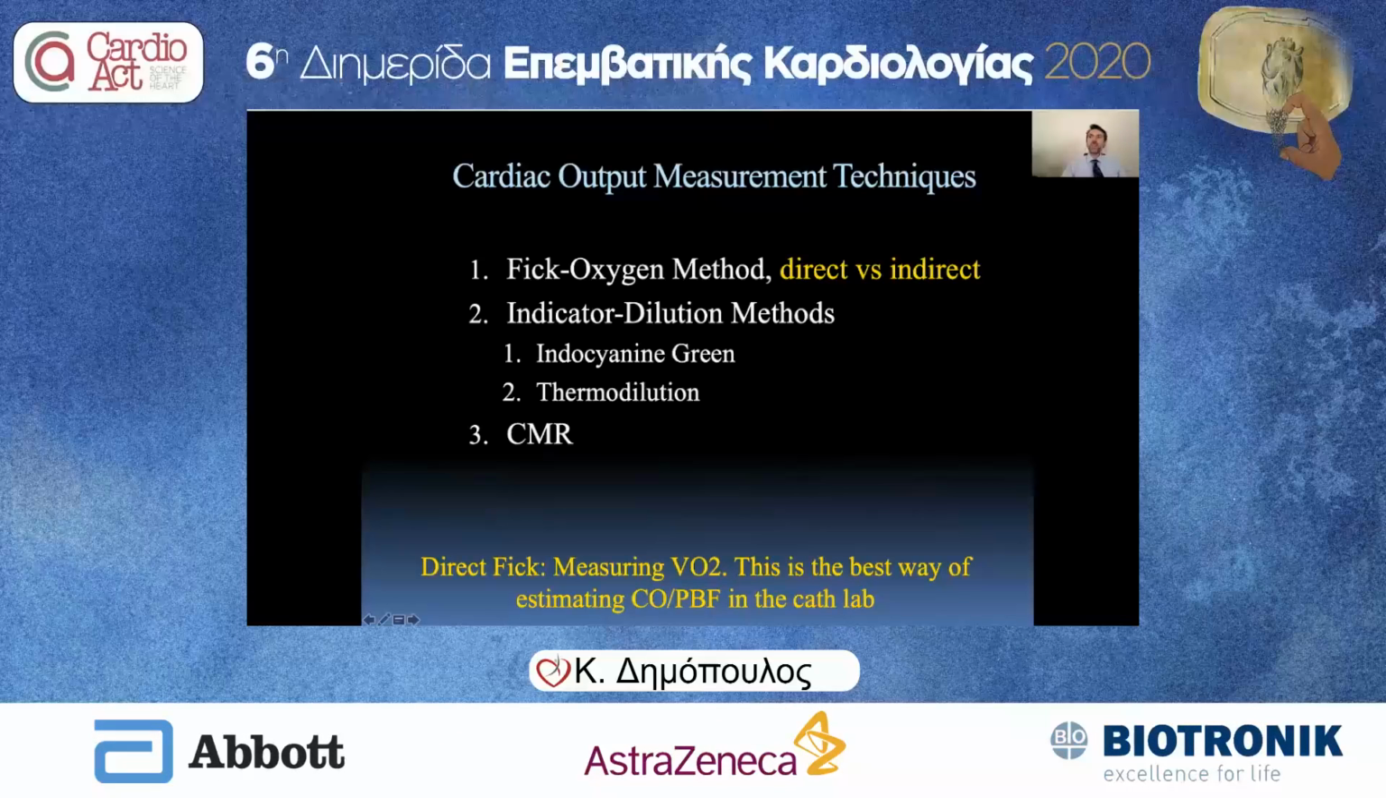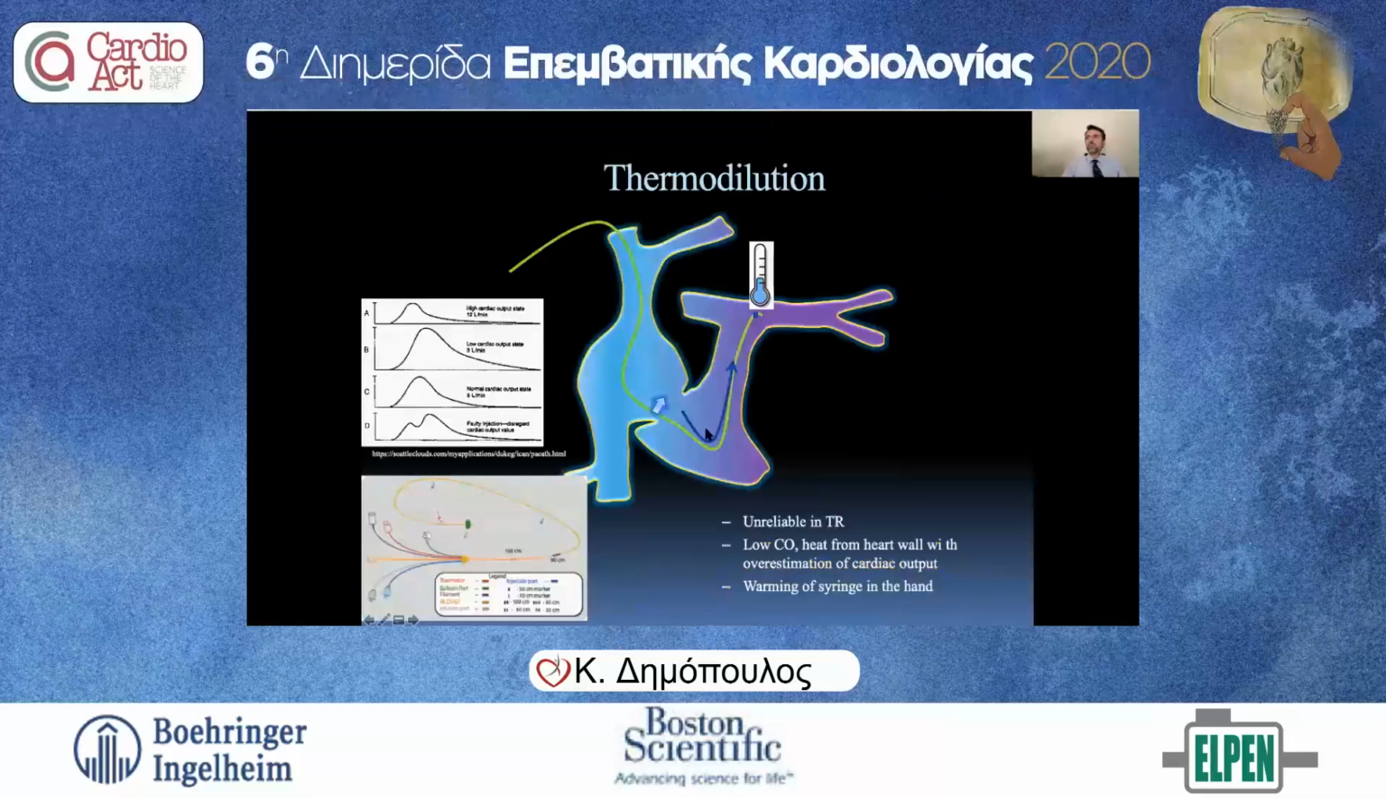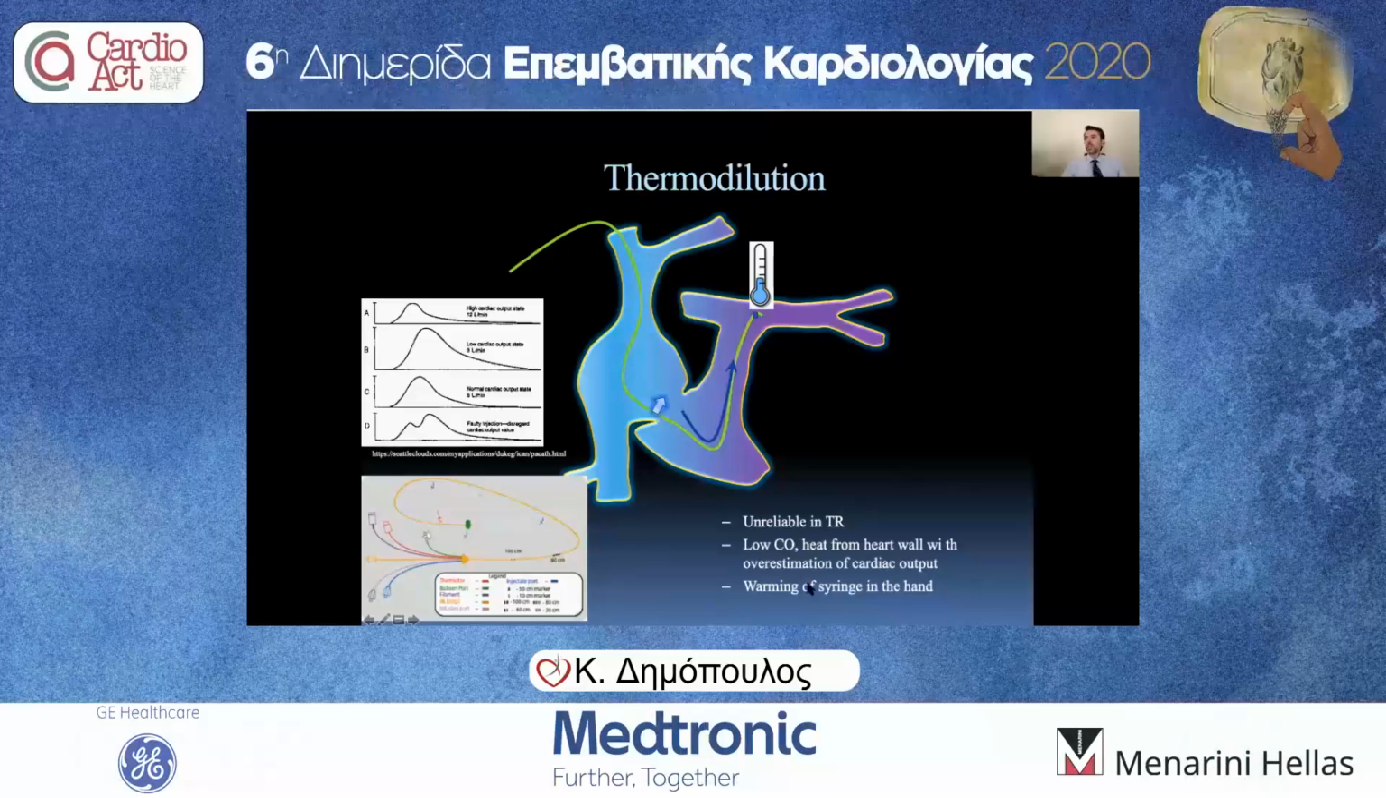There are three ways: the Fick, the thermodilution that many of us use, and cardiac MRI, of course, if you have a hybrid lab. The best possibly is cardiac MRI, followed by direct Fick, and followed by thermodilution, which, however, does not apply in patients with shunts. Thermodilution, we all know, we inject cold saline in the proximal port of your catheter, and you measure the temperature in the distal port, but it can be unreliable with tricuspid regurgitation, but also with shunts, left to right shunts.